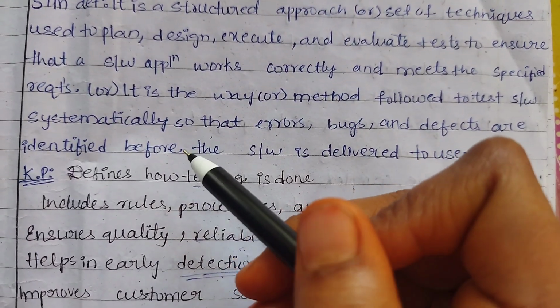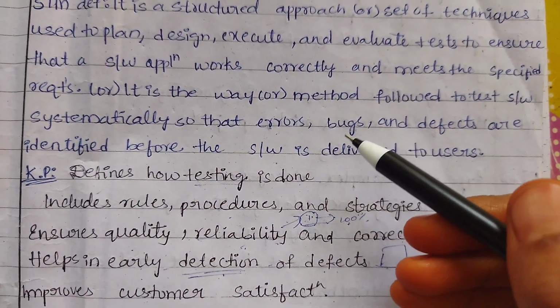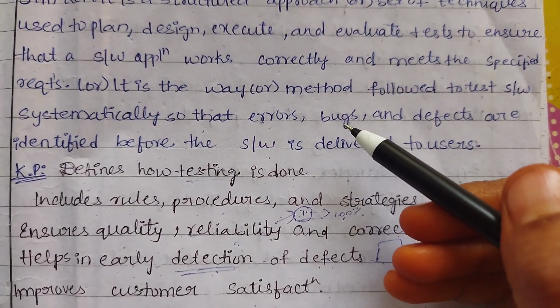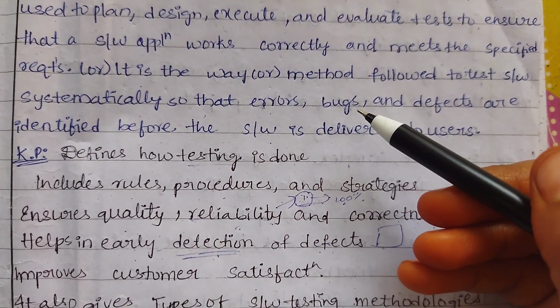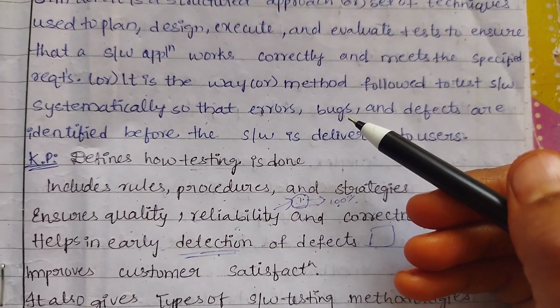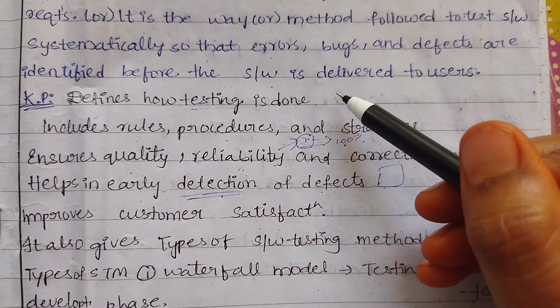Finding the errors and bugs in a systematic way, and after that correcting the bugs, is the concept of STM. It defines how testing is done.